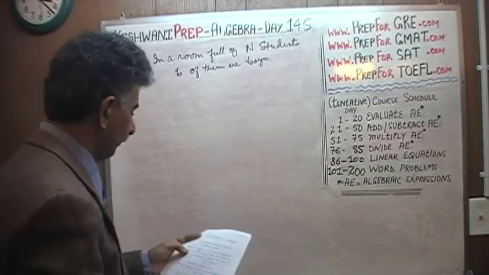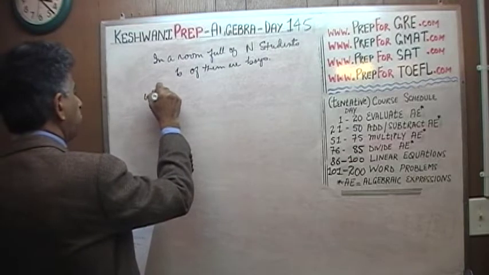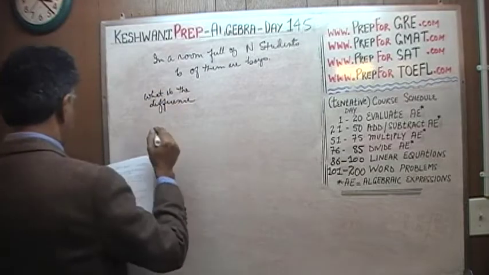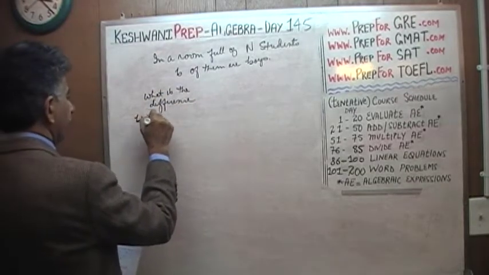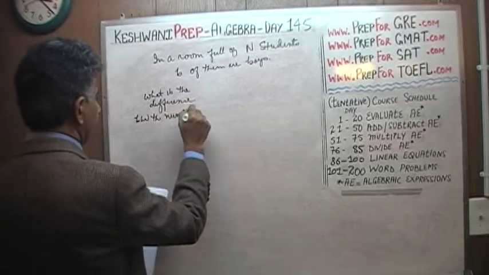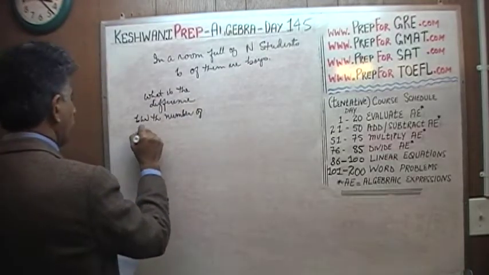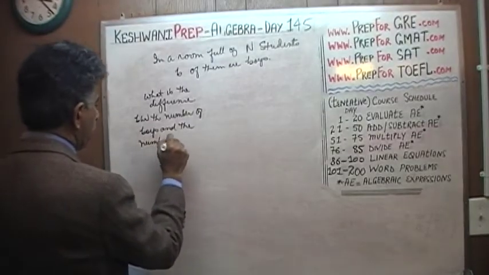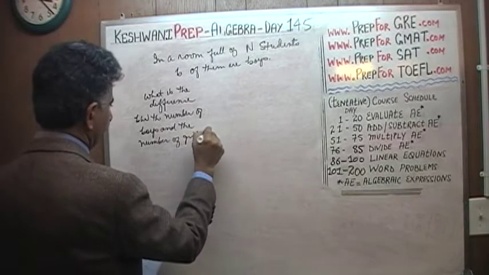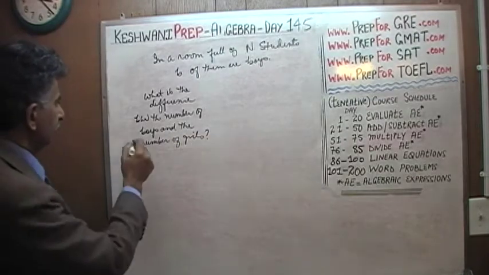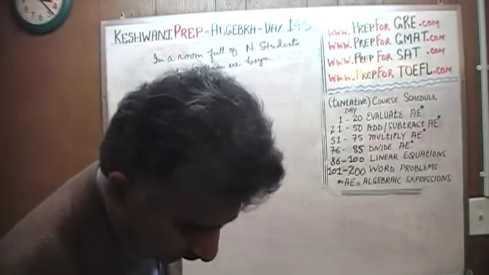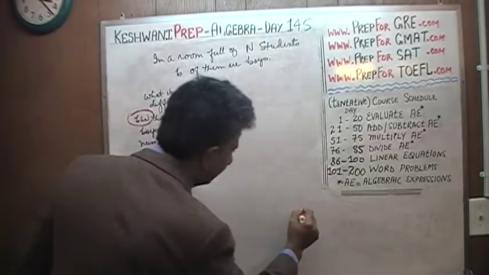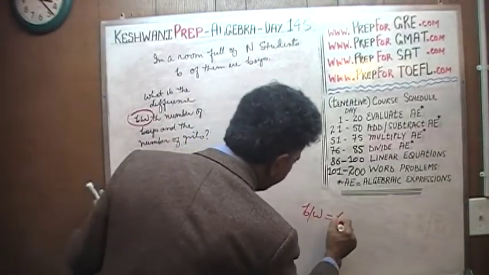Here's the question. What is the difference between the number of boys and the number of girls? That's the question. And for those of you who still do not know, I'm going to put a box around it and I'm going to rewrite it so you can understand my handwriting. This right here is B/W, which means between.